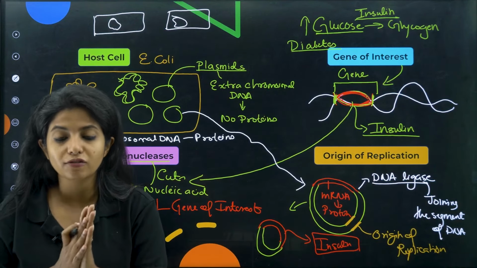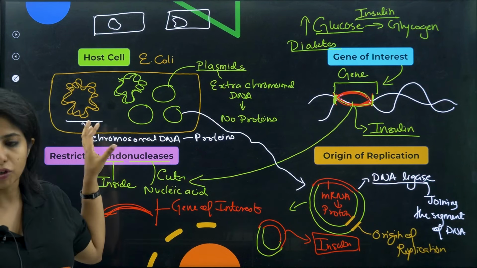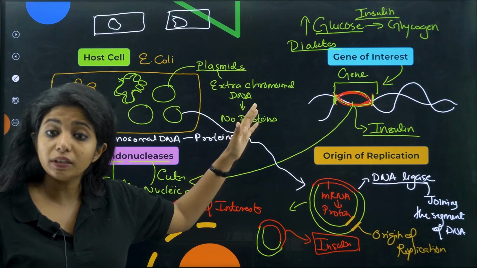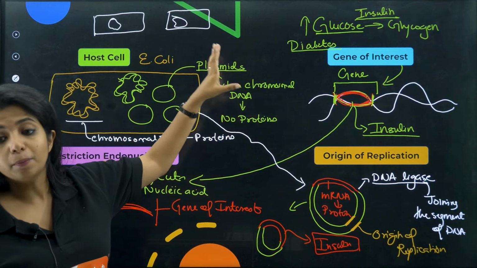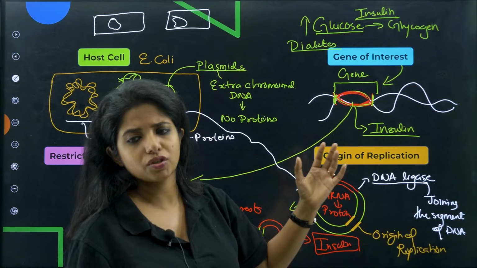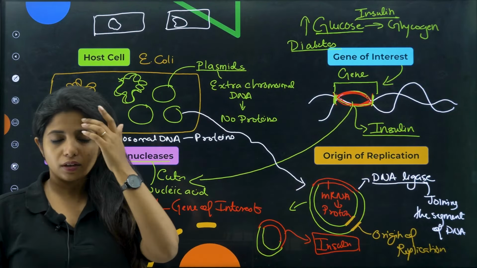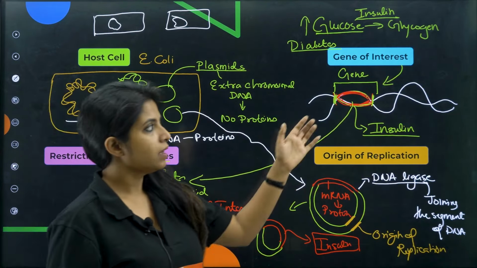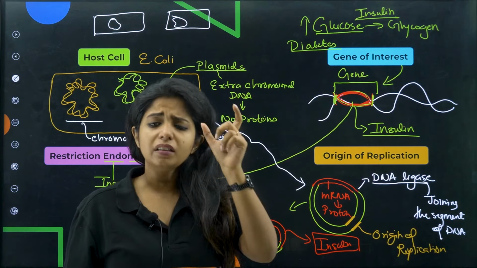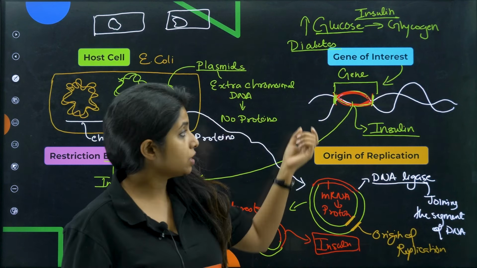So first thing, what did we have, children? We had the host cell. The host cell has its own DNA, that is chromosomal DNA, which codes for proteins and things like that. Then it has extra chromosomal DNA as well. What do you call them? You call them plasmids. Plasmids are basically not coding for any proteins, they are just there. Now we have our cell, and our DNA will have a segment, a gene, which will code for the protein that is of my interest, which is insulin. This is the gene of interest.